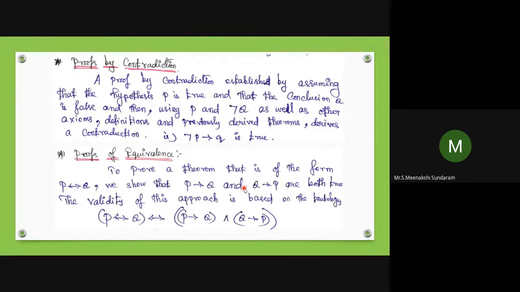I would like to take it as root 2 is rational. I assume the negation of the conclusion, that the conclusion root 2 is irrational is false. Then it will contradict some existing things. So a proof by contradiction is established by assuming that the hypothesis P is true and that the conclusion Q is false.